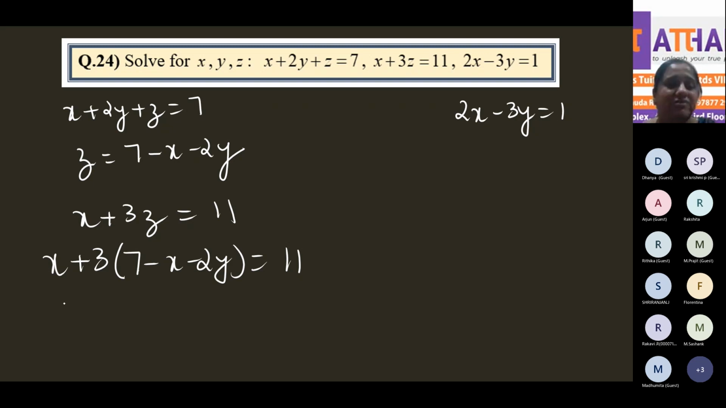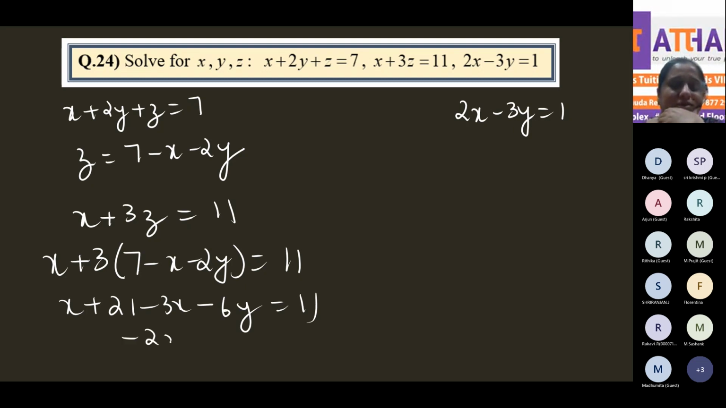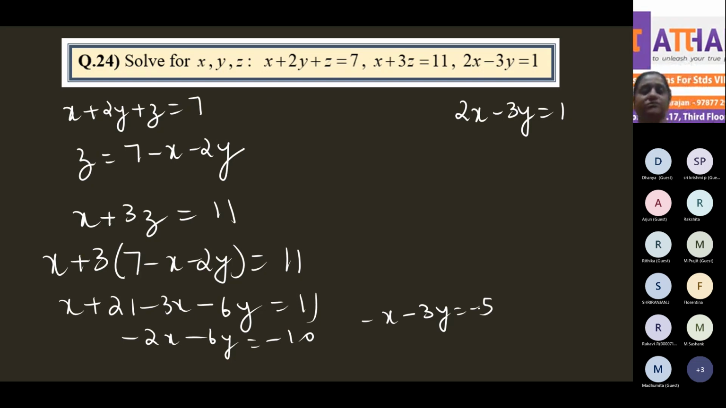So it will be x plus 21 minus 3x minus 6y is equal to 11. And then you know what to do. It will be minus 2x minus 6y is equal to minus 10, I think. And then minus x minus 3y is equal to minus 5. So you can use a substitution method like this.